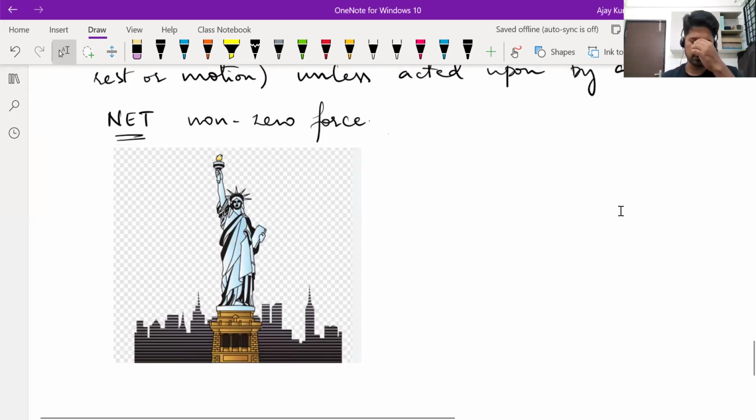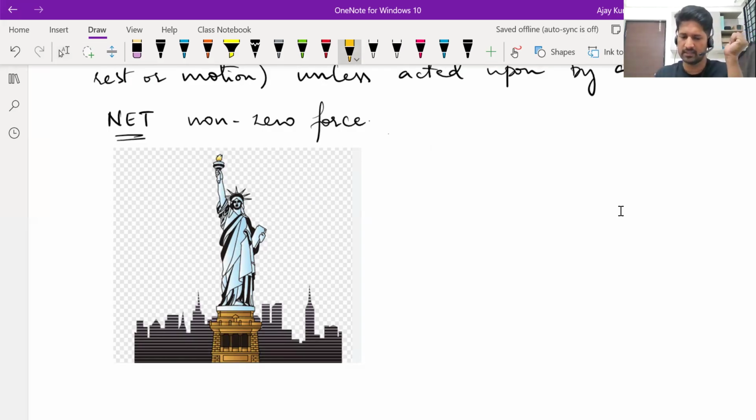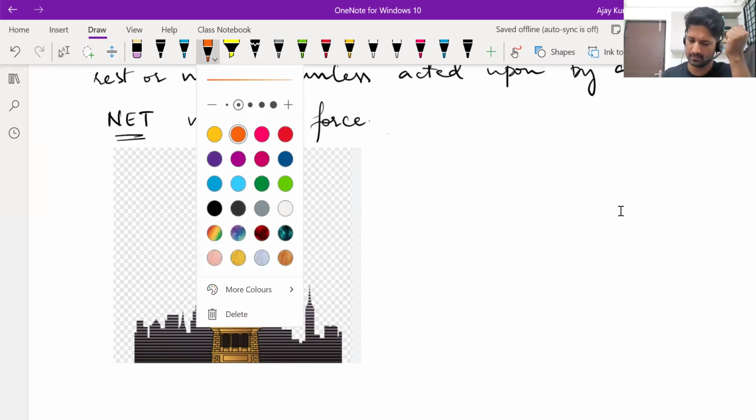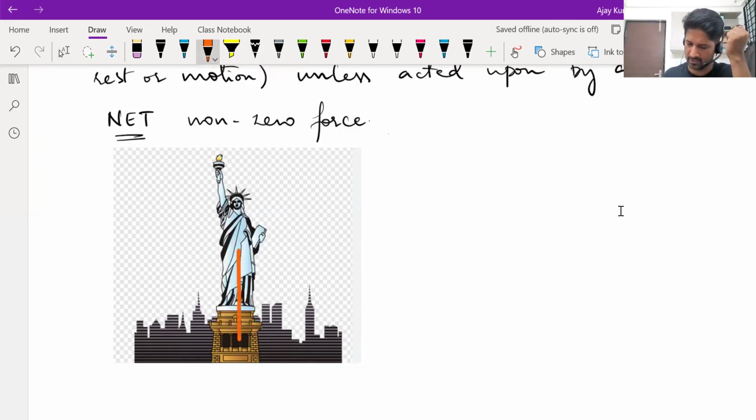Assume this statue is at rest. Now, any object we know has mass. As it has mass, it will be experiencing weight. Weight is basically the gravitational pull of the earth, and it will be in the downward direction. So the object will be experiencing weight downward. That is the force which the earth exerts on that object. If that had been the only force acting on it, it would definitely have accelerated in that direction. But that's not the only force acting on it.